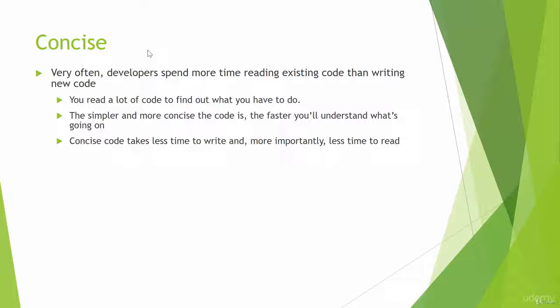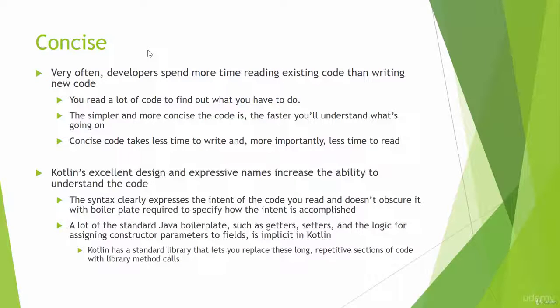It's concise. Very often developers spend more time reading existing code than writing new code. And this is just a fact, especially when it's not your code. If you have to write additional code, you have to study it and you have to understand what it is. And if the language is harder to follow or it's just very verbose, again, it's about efficiency. You're not going to be able to write as much code. So you have to read a lot of code to find out what you have to do. The simpler and more concise the code is, the faster you're going to understand it, and the easier it is to add additional code or fix bugs. So concise code takes less time to write and, more importantly, less time to read.